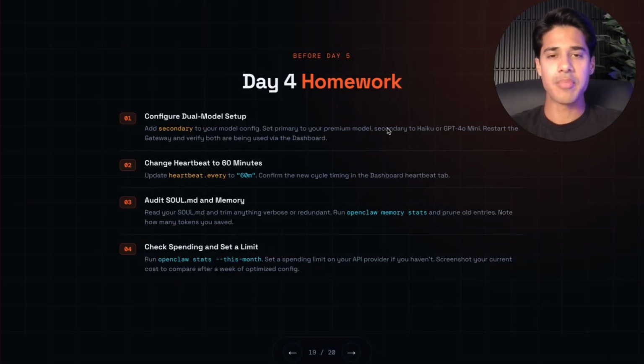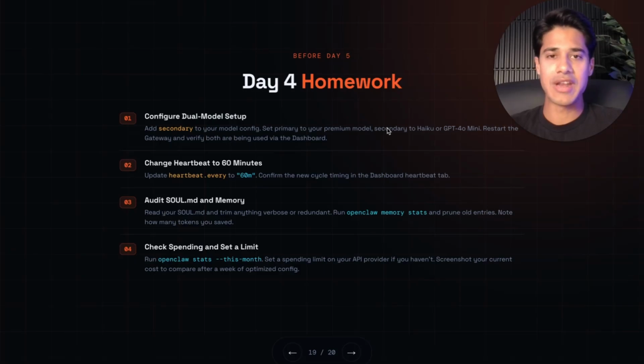Next, you want to change your heartbeat interval to 60 minutes. Update the heartbeat config to use every 60M. Confirm that it's working by watching the dashboard for a new cycle timing. Then audit your soul.md and your memory. Read through that soul markdown file and trim anything verbose or redundant. Run OpenClaw memory stats and prune the old entries. Then note how many tokens you've saved.